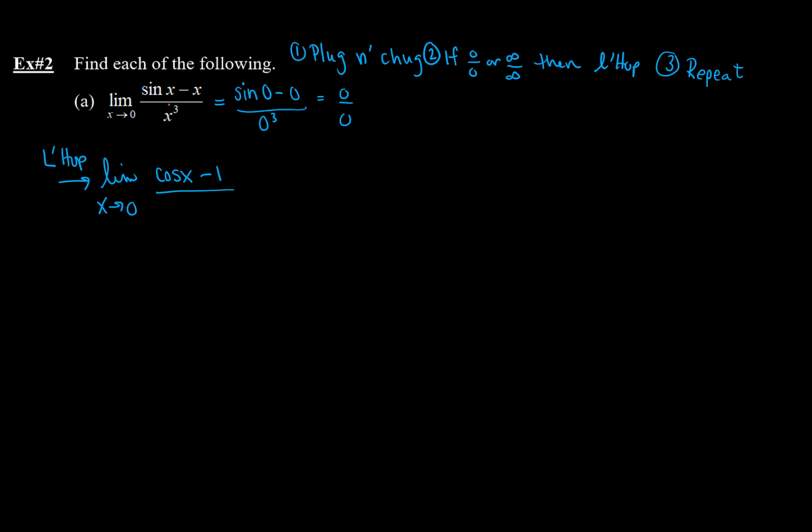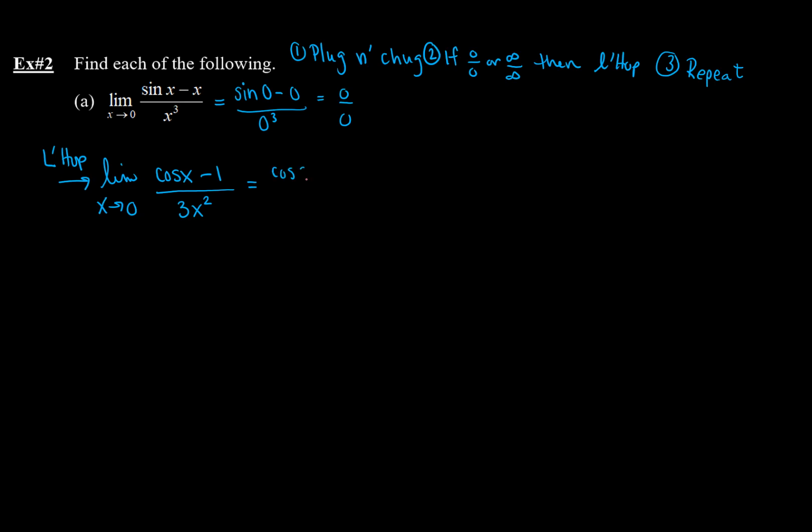And then the derivative of x cubed is 3x squared. Now remember, L'Hôpital does not require us to use the quotient rule. We just take the derivative of the top, the derivative of the bottom, because we're finding the limit. We're not evaluating the derivative of a quotient. Okie dokie. Plug and chug again.